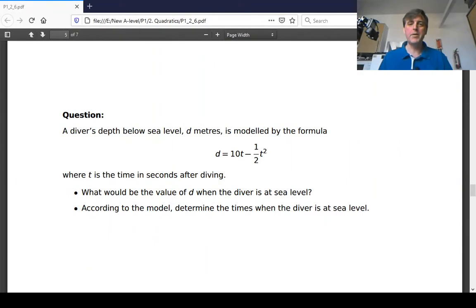Okay, making sense so far? Here's another one for you to think about. Here's a different situation, but again, it's a quadratic formula which is modelling, in this particular case, the depth of a diver below sea level when the diver is diving in the sea. Again, pause the video, have a go at the questions, and restart when you're done.